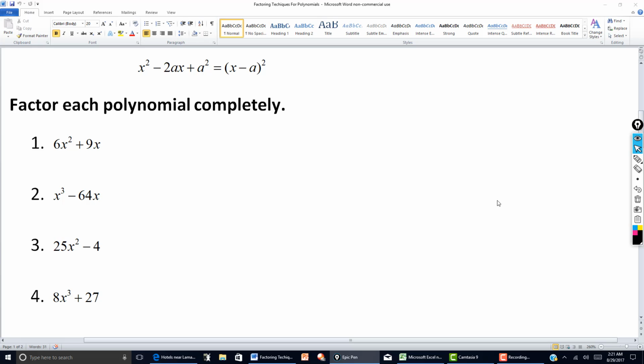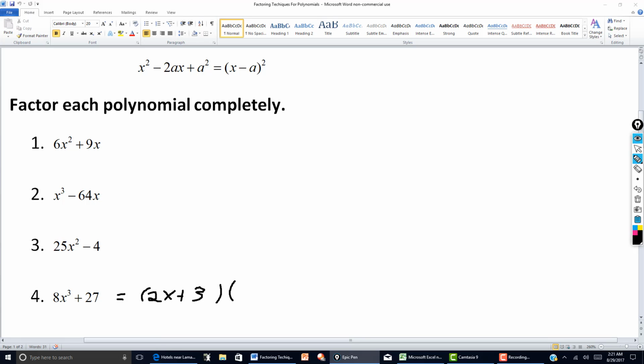The next one I have is 8x to the third plus 27. 27 is 3 to the third, and 8x cubed is the same thing as 2x cubed. So that's a perfect cube. So according to the formula for sum of cubes here, this should factor into the sum of the cube roots. So the cube root of 8x to the third is 2x. The cube root of 27 is 3, because 3 to the third is 27. Okay, so that gives you the first factor.